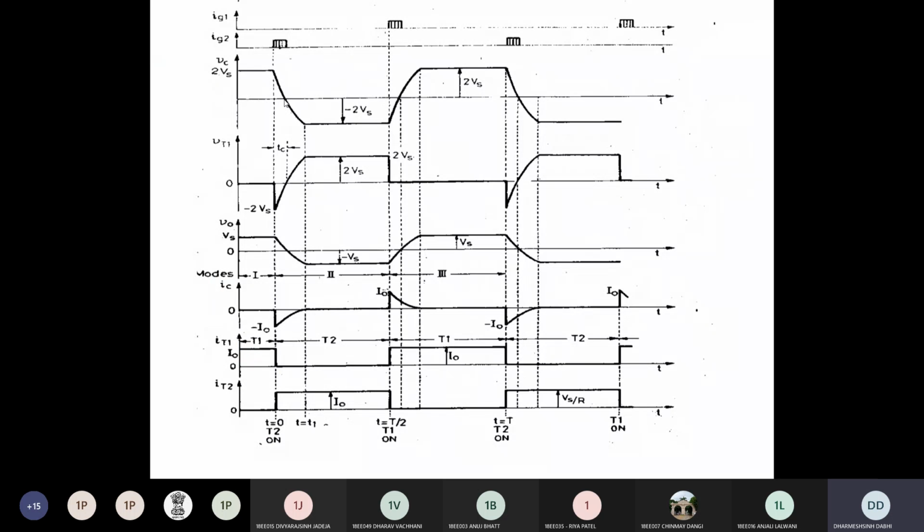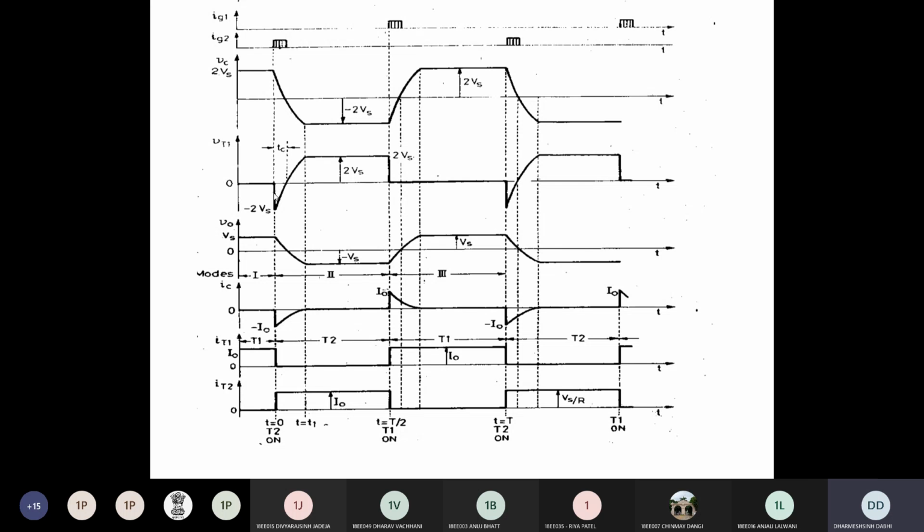Once it is fully discharged, it becomes 0. So at this instant, the capacitor voltage becomes 0. And then it is charged in the negative direction and reaches the maximum value of minus 2 Vs. Once it has reached the maximum value, it again acts as an open circuit, so it remains fully charged at minus 2 Vs. In this duration it acts as an open circuit.